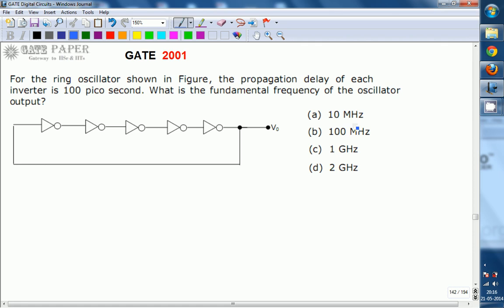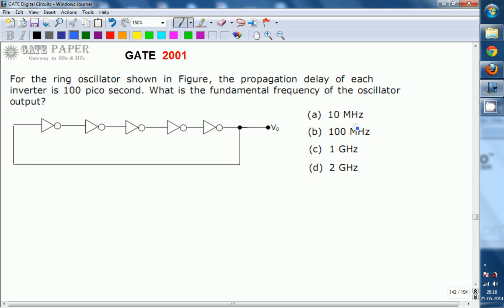Hello, we are discussing the GATE 2001 ECE paper, and this question is related to digital circuits. For the ring oscillator shown in the figure, the propagation delay of each inverter is 100 picoseconds. What is the fundamental frequency of the oscillator output?